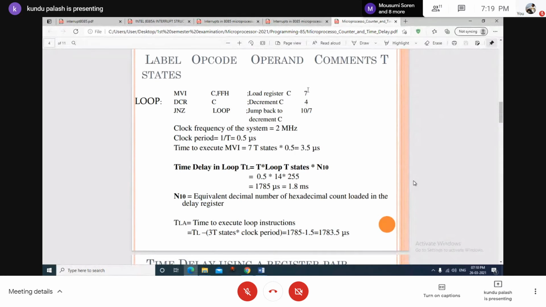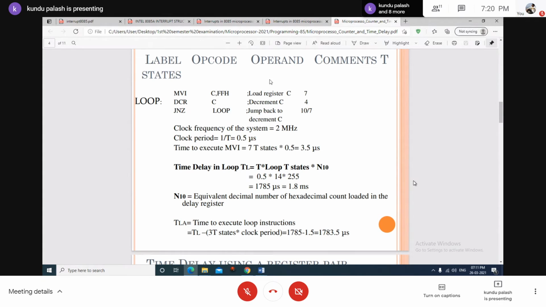What is the total T states? 7, 4 and say 10. 10 means we assume the false case, that is 7, 4 and 7. So 7 and 7, 14, plus 4, 18. So 18 multiplied by x minus 1, plus 10 T states will be executed, where x is the amount or byte loaded to the C register, that is unknown.